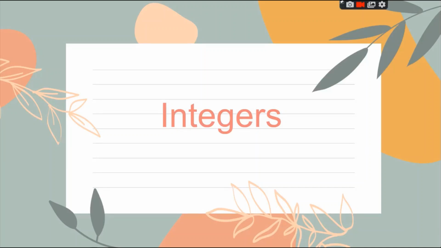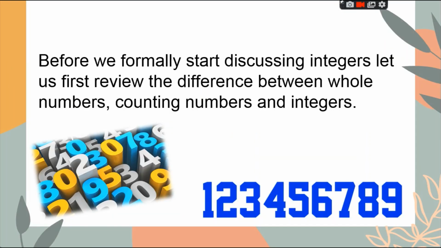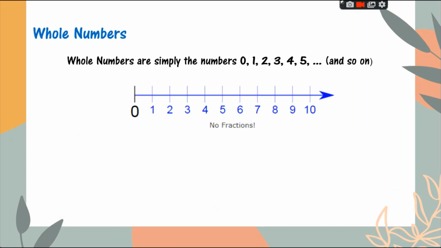Today we are going to learn another math lesson, and that is integers. But before we formally start discussing integers, let us first review the difference between whole numbers, counting numbers, and of course integers. When we say whole numbers, they simply mean numbers starting from 0, 1, 2, 3, 4, 5, 6, 7, 8, 9, 10, and so on and so forth. But always remember, when we say whole numbers, fractions are not included.